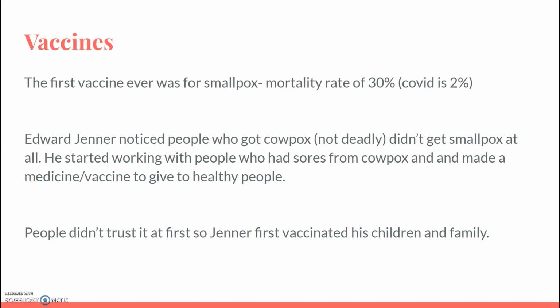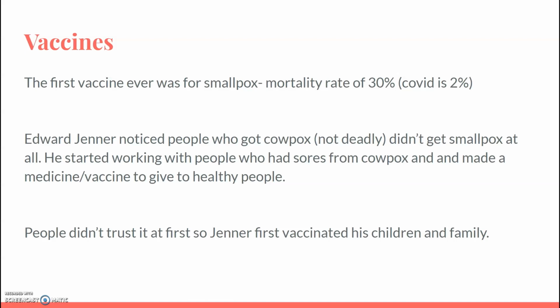So that's pretty crazy. Edward Jenner was the guy who came up with this vaccine, and he noticed that people who got cowpox, which was not deadly or severe, didn't get smallpox at all. So he started working with people who had sores from cowpox. He would take the pus from those sores, and he ended up making a medicine or vaccine from that to give to healthy people.